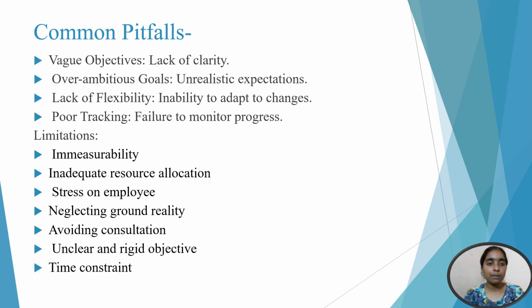In this slide, we can see some common pitfalls, that is some problems that occur in setting objectives. Firstly, vague objectives that lack clarity, over ambitious goals, unrealistic expectations, lack of flexibility, inability to adapt to changes, and poor tracking, that is failure to monitor progress. Some limitations that occur are immeasurability, inadequate resource allocation, stress on the employees, neglecting ground reality, avoiding consultation, unclear and rigid objectives, and time constraints. These are the limitations for setting objectives.